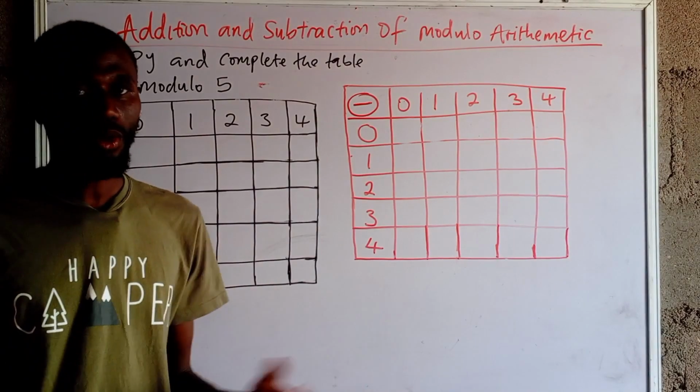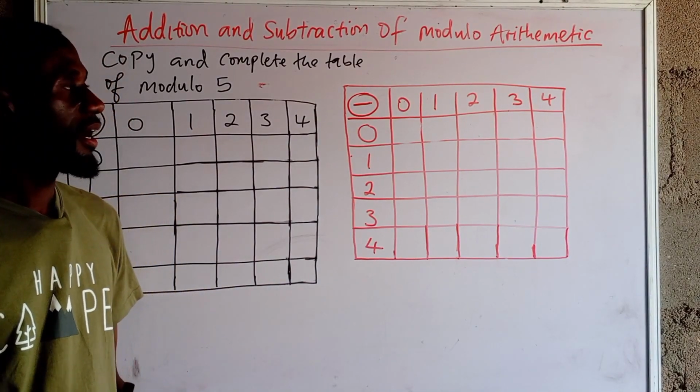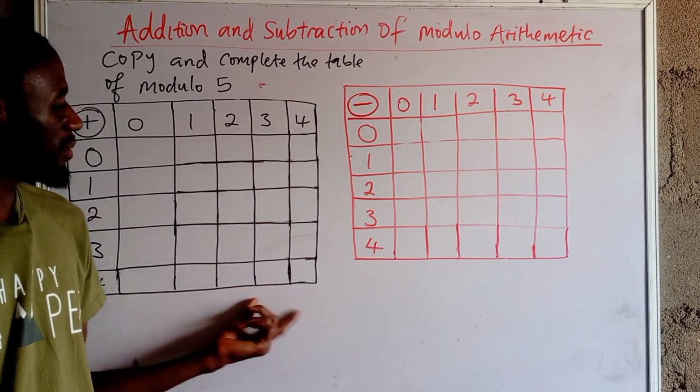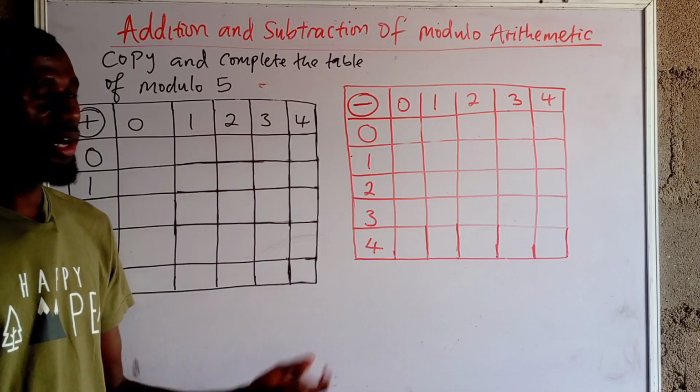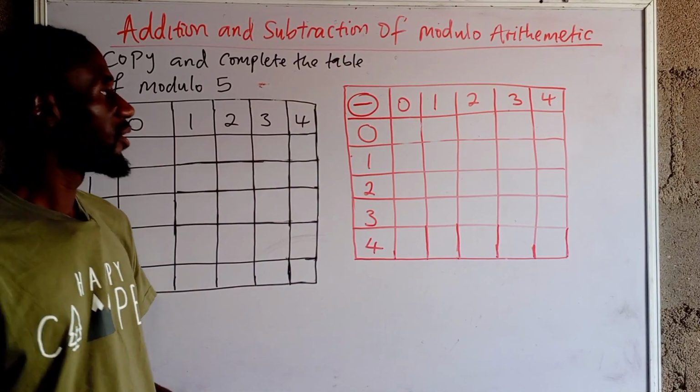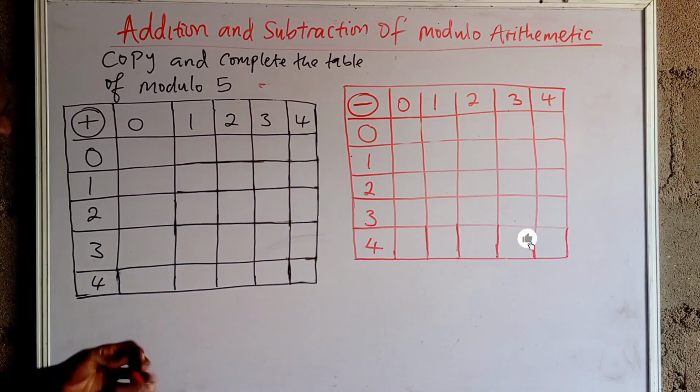Addition and subtraction of modular arithmetic. In the question given on the board, we are asked to copy and complete the table. In modular arithmetic, we are always concerned with the remainder. Okay, let's solve the question.